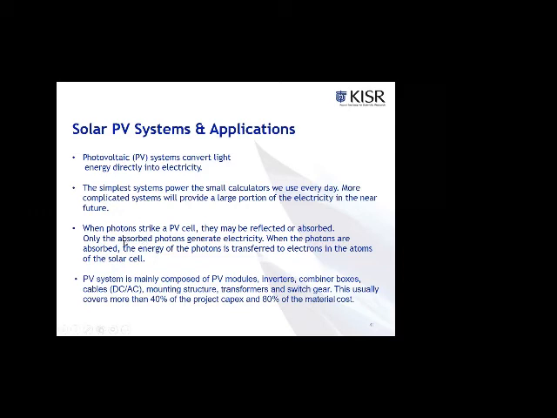Basically, how it works is, when photons strike a PV cell, they may be reflected or absorbed. The absorbed photons generate electricity, which is transferred to electrons of the solar cell. The PV system is mainly composed of PV modules, inverters, combiner boxes and cables. And of course, you need a mounting structure and then a transformer to transfer the electricity, and you have a switch gear.